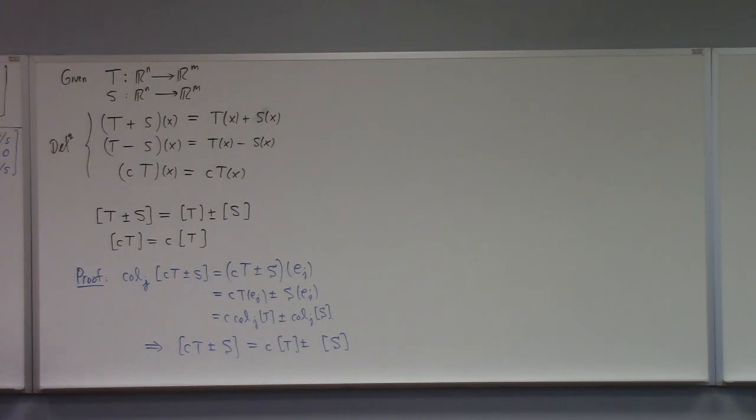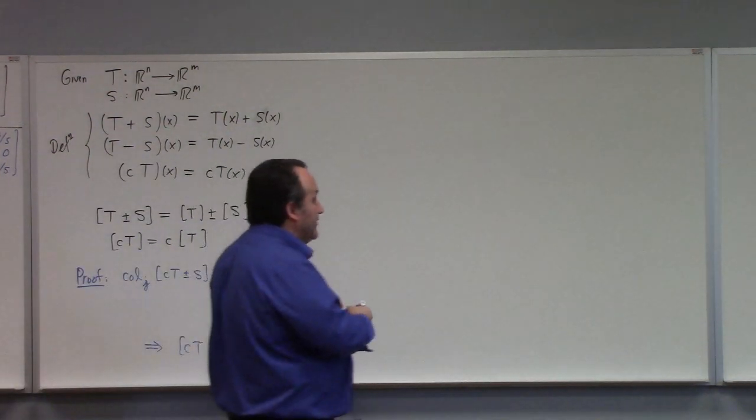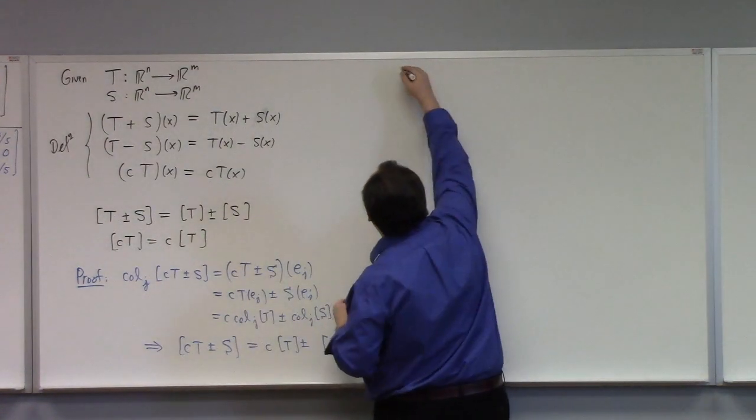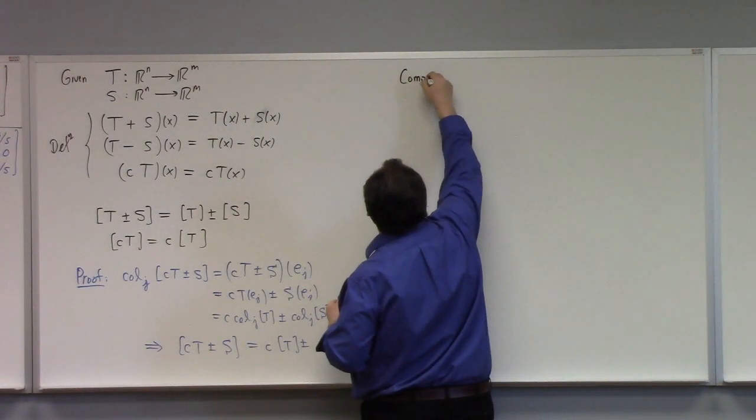Nothing especially shocking here. Composition is more interesting, though. Let's talk about composition of linear maps. How's that go?